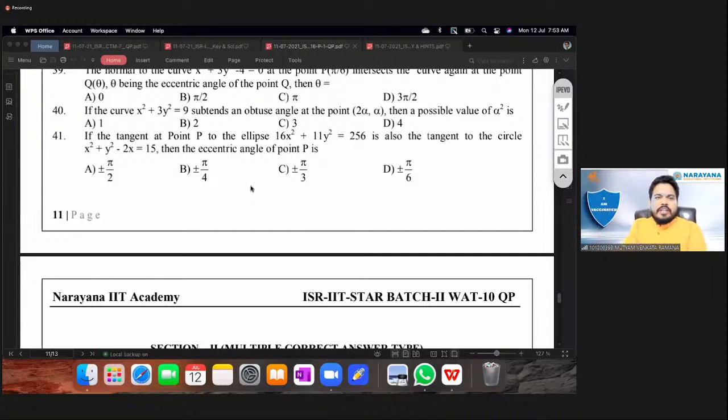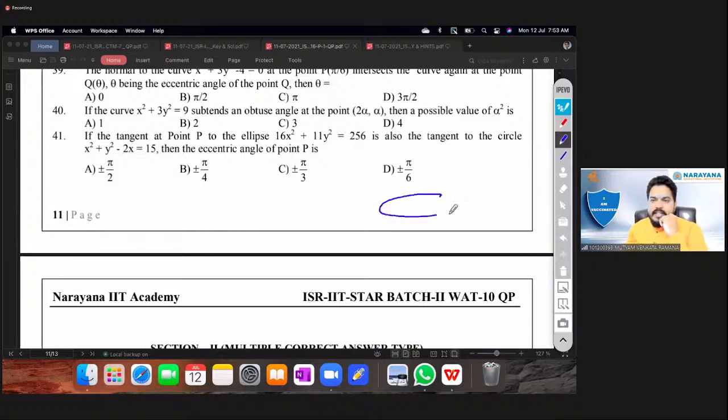And the 40th question is, if the curve subtends an obtuse angle at the point, then find the possible value. What is meant by subtends an obtuse angle? Here this curve is there, here this point is there, so this is the obtuse angle. So it is the angle between the pair of tangents. You write the tangent equation and go for m1, m2 from that point. Yes, there are people who raised that: Satish and Raghava.